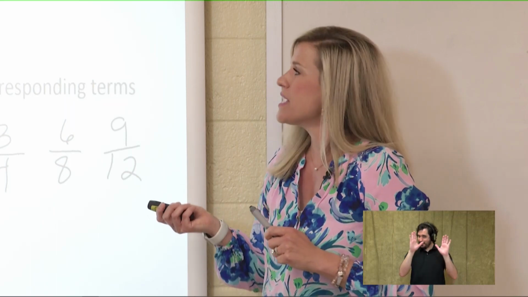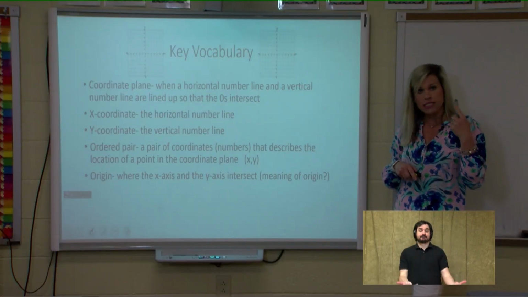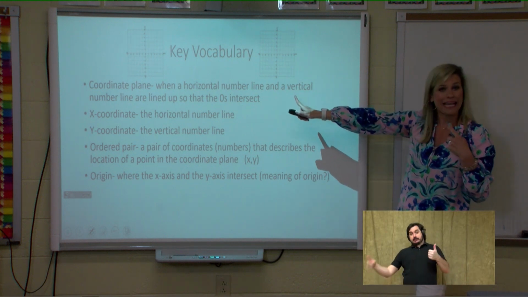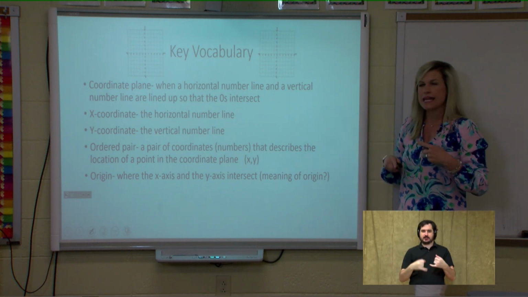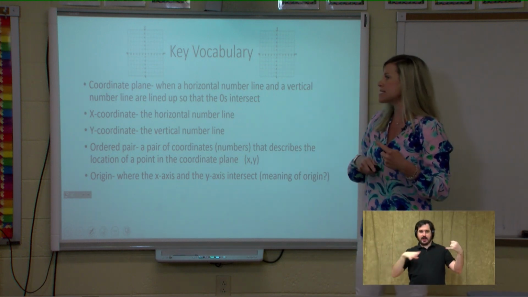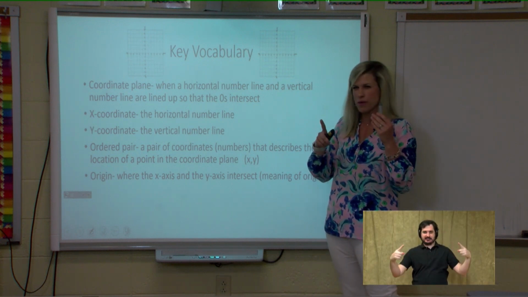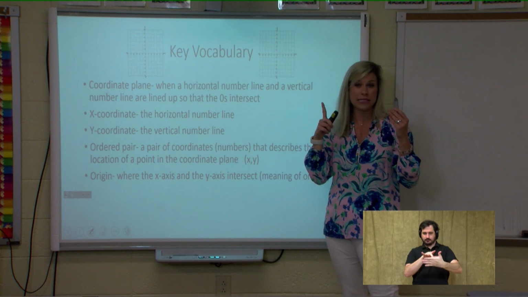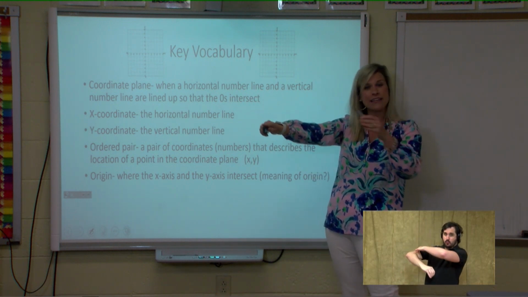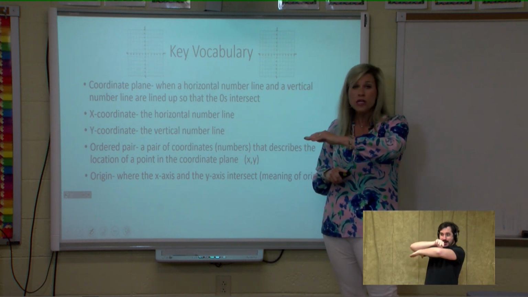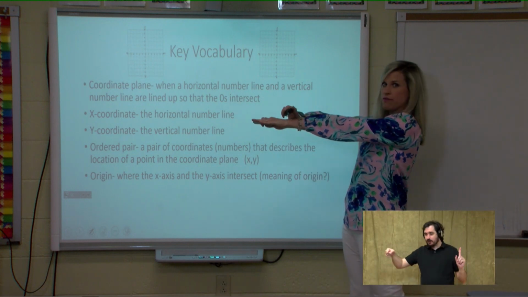Let's move forward. Today, some vocabulary you're going to hear me say a lot is coordinate plane. Coordinate plane is when a horizontal number line and a vertical number line are lined up so that their zeros intersect. Now that sounds kind of weird for a minute, but I want you to think about the horizon. I want you to think about when you look out to see the sun rising or setting, that's called the horizon. Your horizontal line is just that in math. It's the line straight out in front of you.